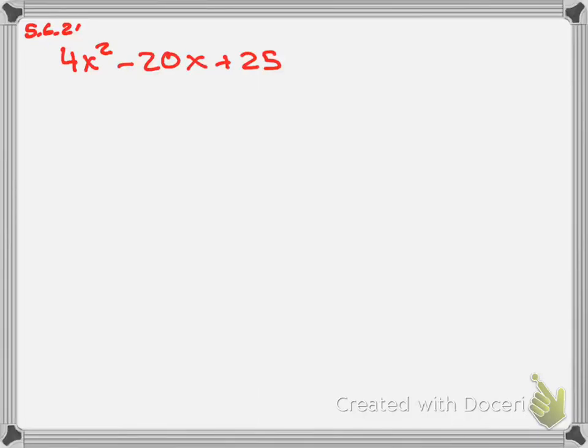Okay, here we have 4x squared minus 20x plus 25. And again, there are two ways we can solve this or factor this, either by trial and error or by AC method. I want to show you the AC method. Now let me write the quadratic expression next to it. So ax squared plus bx plus c is basically the form that we have.